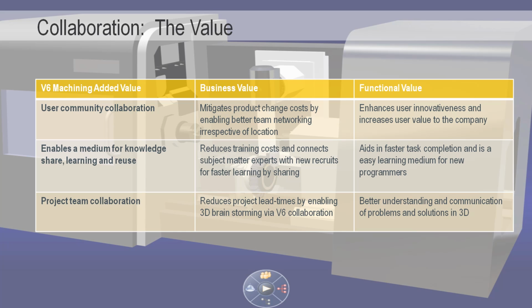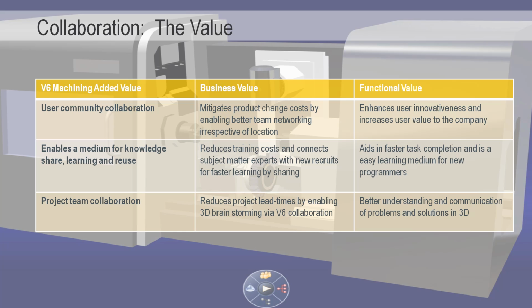Enables a medium for knowledge share, learning, and reuse of knowledge. The business value reduces training costs and connects subject matter experts with new recruits for faster learning by sharing the information on V6, by looking at the screens, learning it together. And the functional value is that it aids in faster task completion because decisions are done faster, and is an easy learning medium for new programmers.